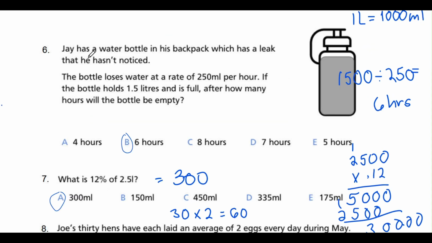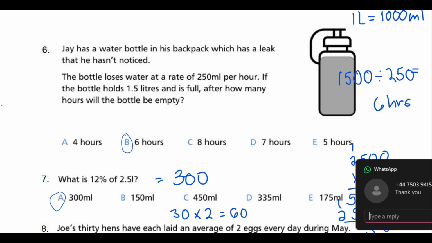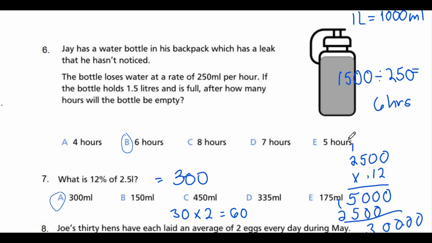Question 6. Here's your question. A bottle loses water at a rate of 250 milliliters per hour. If the bottle holds 1.5 liters and is full, after how many hours will the bottle be empty? Your multiple choice options are A, 4 hours, B, 6 hours, C, 8 hours, D, 7 hours, or E, 5 hours. The correct answer is B, which is 6 hours.